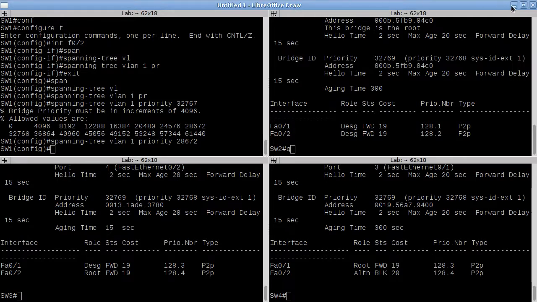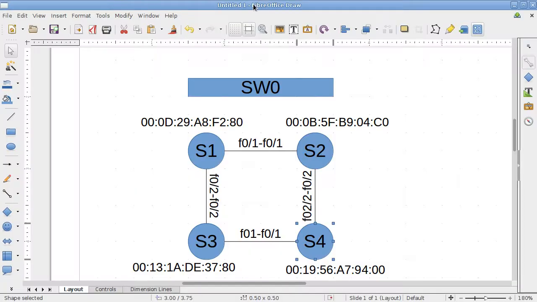So I wonder what happened to... Okay, so the port that blocks is determined first based on the shortest cost to the root bridge, but then after that the shortest cost is the bridge ID.